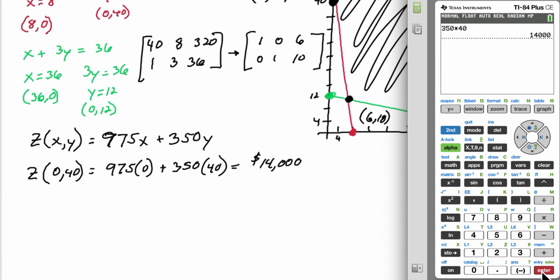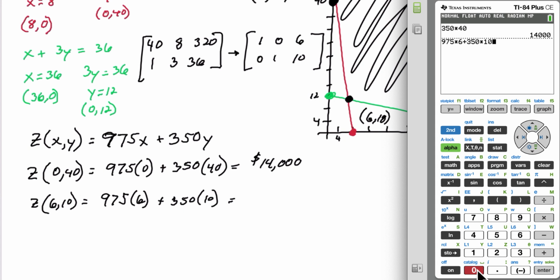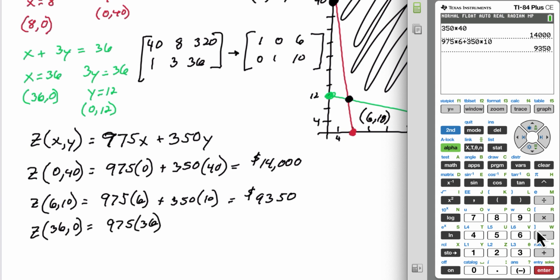Next, we'll plug in 6, 10 to the objective function. 975 times 6 plus 350 times 10. And this time we get $9,350. Finally, let's see what happens if we do the other vertex 36, 0. 975 times 36 plus 350 times 0. 975 times 36 is $35,100.